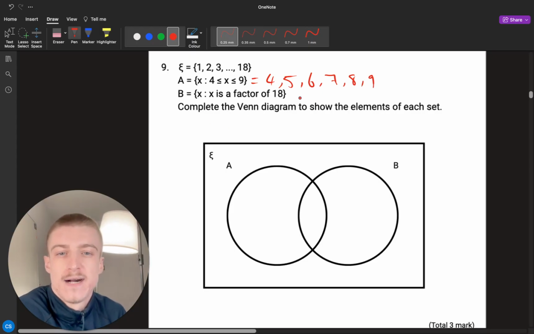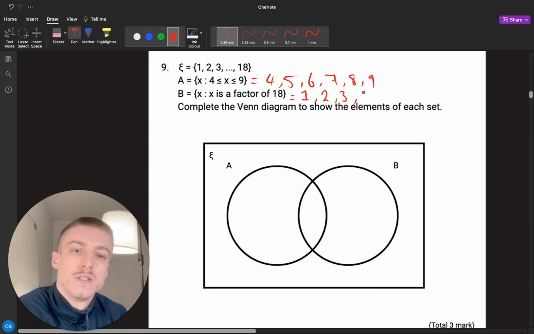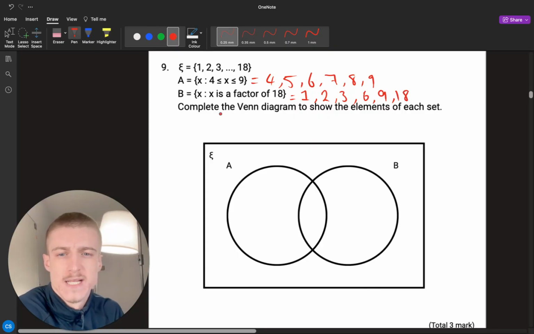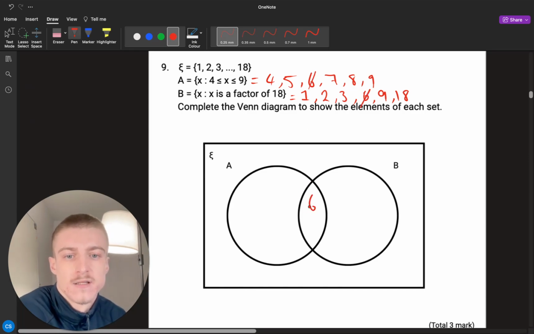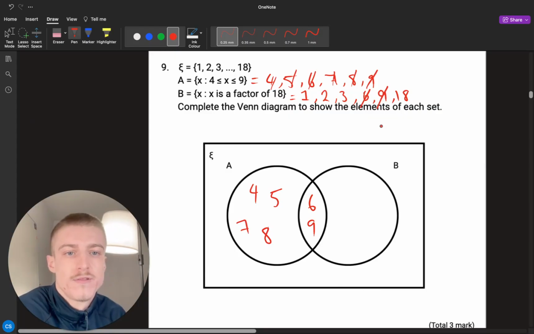And for B, X is a factor of 18. So what factors of 18 have we got? We've got 1, 2, 3. We've got 6, 9, and 18 itself. Okay, let's start with the cross section, right? So A and B both share a 6, and they both share a 9. Now in A, we're going to have 4, 5, 7, and 8, and then 1, 2, 3, and 18 in B.